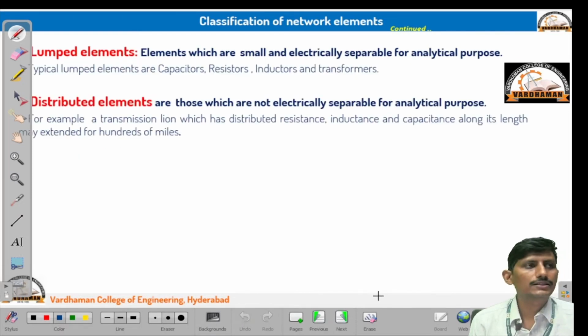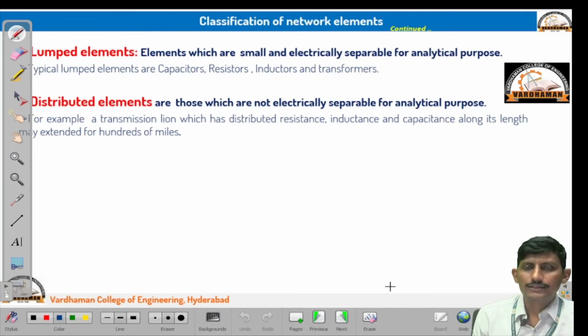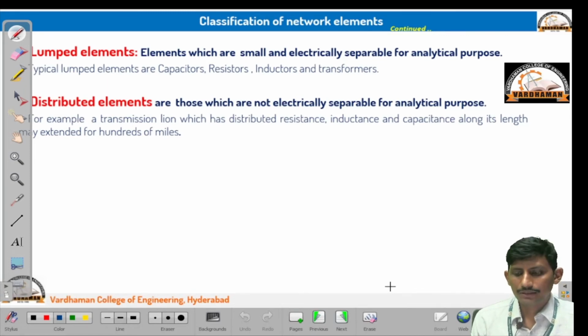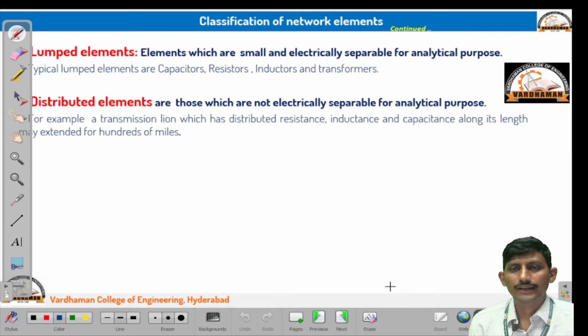The next classification is lumped elements and distributed elements. Lumped elements are generally small and electrically separable for any analysis purpose. Examples are resistors, capacitors, inductors, transformers, motors. The properties of these elements can be analyzed individually, whereas distributed elements are those which are not electrically separable for analytical purposes. For example, a transmission line whose length varies from some 50 kilometers to 400 kilometers, something like that.